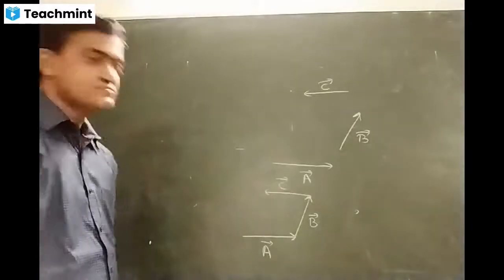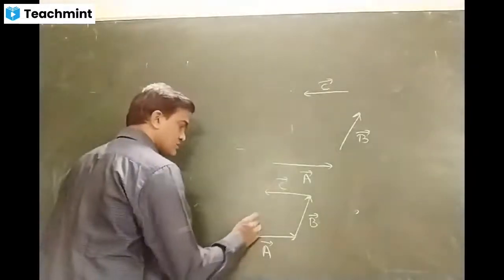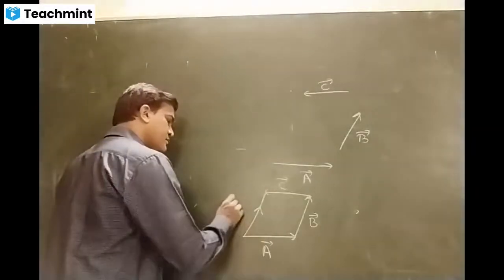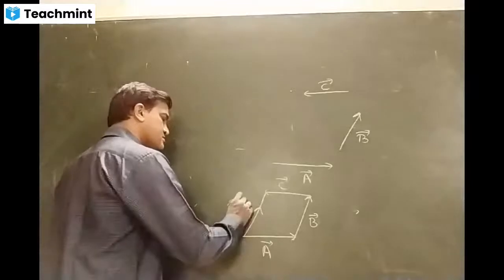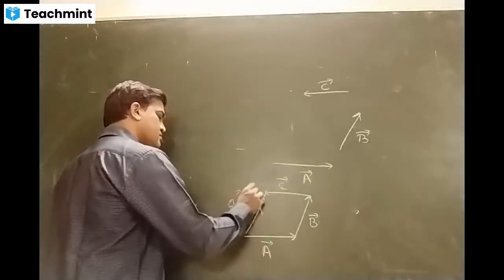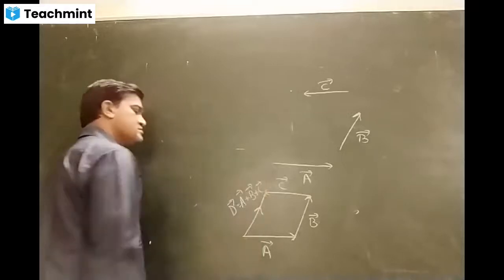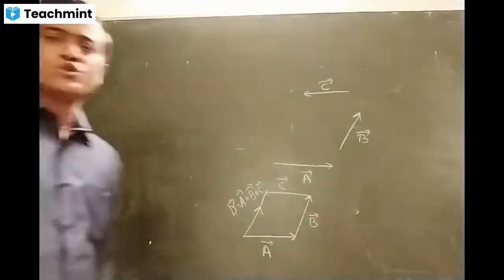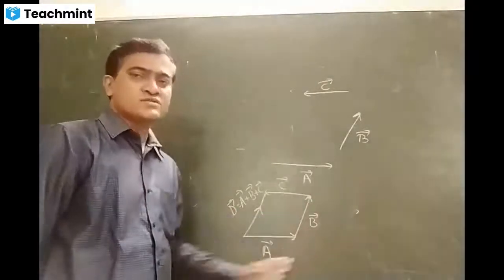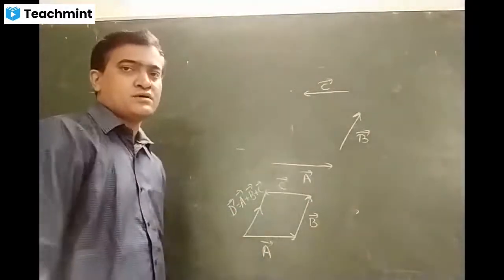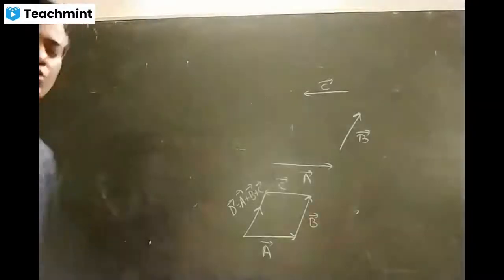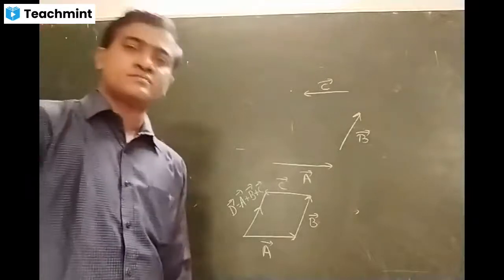Let me take this as D bar. Now D bar can be written as A bar plus B bar plus C bar. Now I'll show you one more thing in this case. If I consider A bar and B bar as the first and second vectors, how can you represent A bar plus B bar in this?